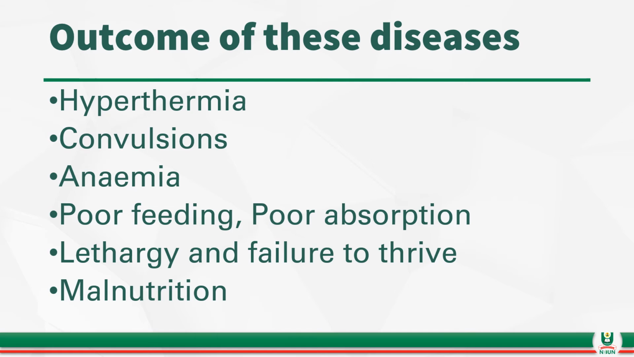Diseases like malaria, pneumonia, and diarrheal diseases could make a child have a high temperature, could also make a child convulse. Some of them could cause anemia in such a child. The hemoglobin level goes low. Such a child could have poor feeding ability and poor absorption of nutrients in the gut. Such a child could be weak and fail to thrive and grow properly in its developmental milestones, and that could ultimately lead to malnutrition in such a child.